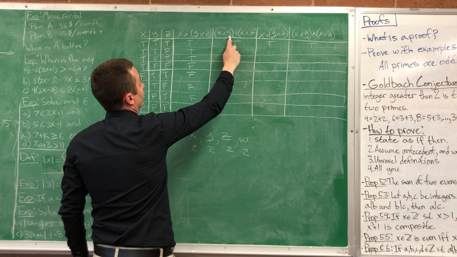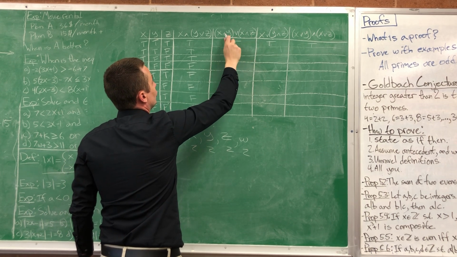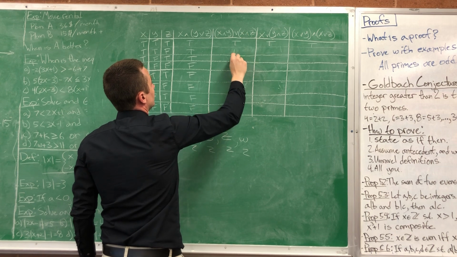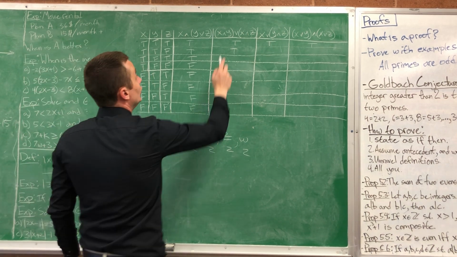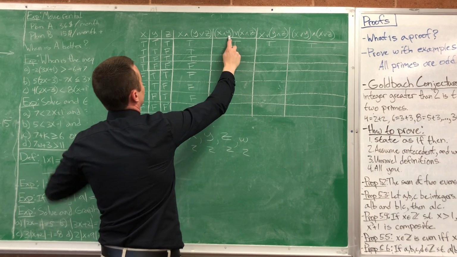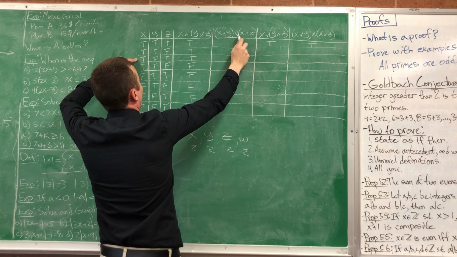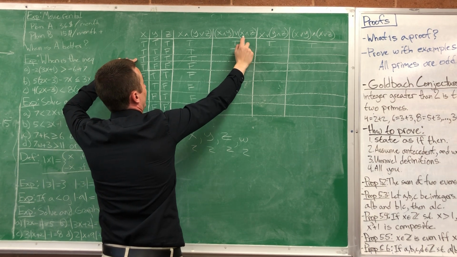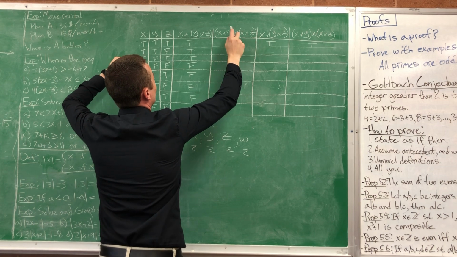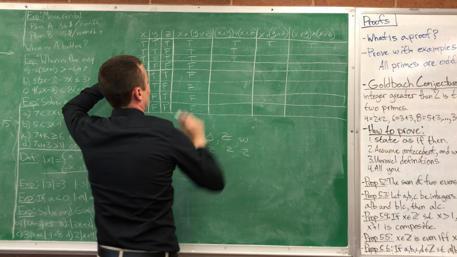True and true is true. True and false is false. True or false is true. Okay. True and false is, we're looking at this one, false. True and false is false. Right? True and true is true. True or false or true is true. Wonderful.